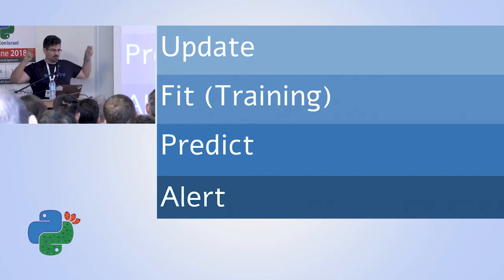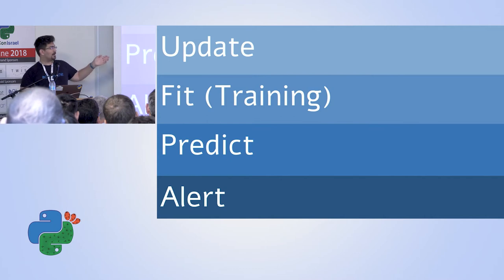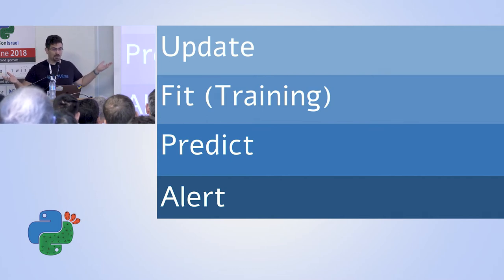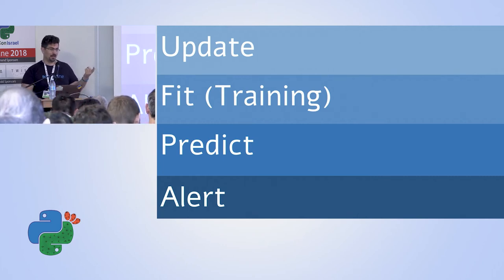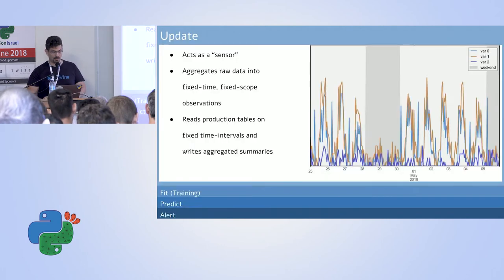This is the microservice architecture. I'm updating, so I'm just updating the counts. Then I'm training my models. I'm retraining them every so often. And then now when I have a new observation, I can predict what I would have expected. And then if my prediction and my real data are far enough, I would alert that that's a bad thing.